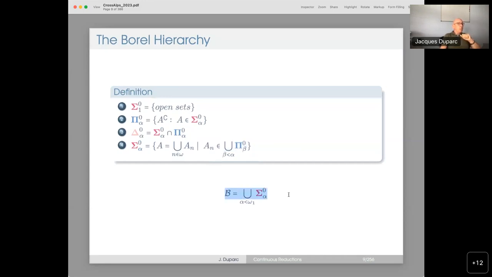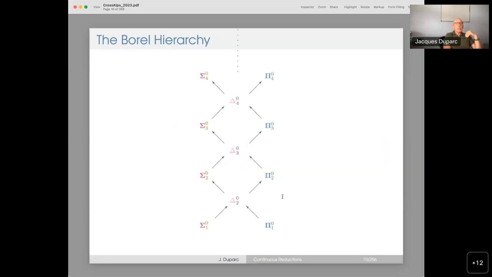And of course, the Borel hierarchy is the union of all the Sigma 0 alpha, and it's well known that, for instance, on the Cantor space, it does not collapse. You really have omega one many levels. So it looks like this. This is this beautiful ladder with omega one many levels.